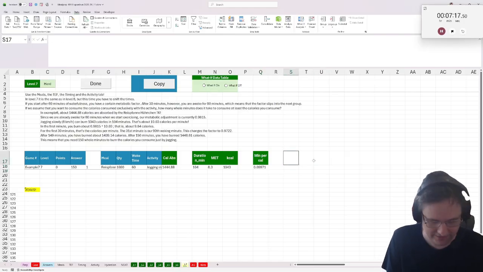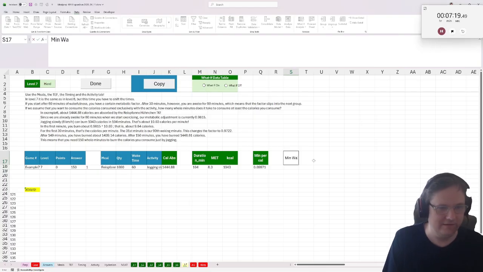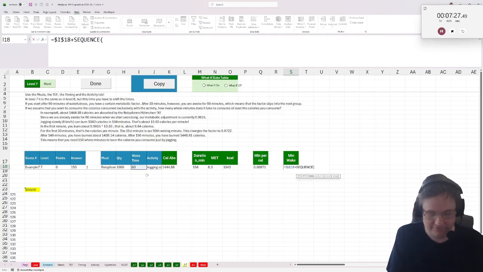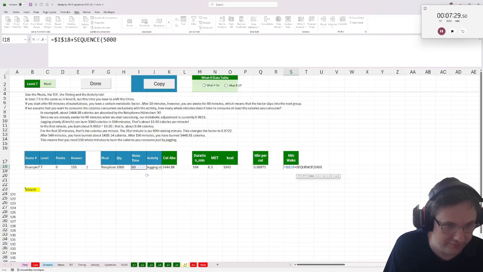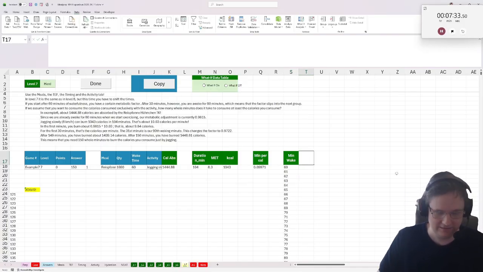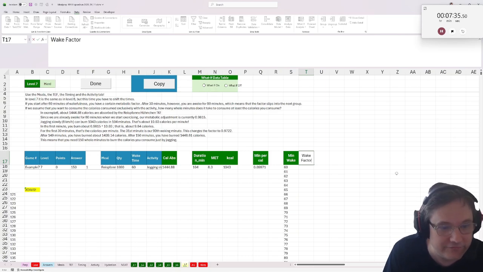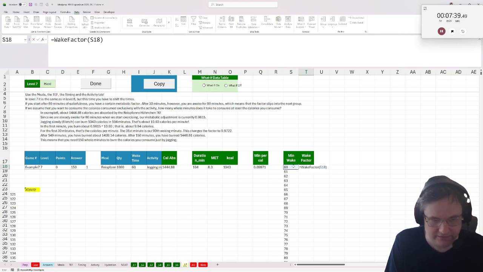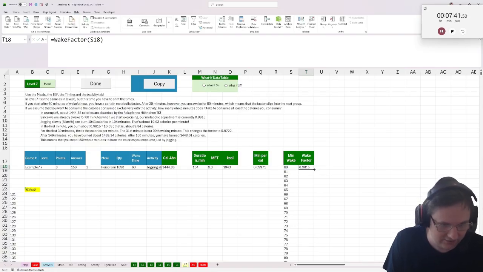And the wake factor is going to change, right? Because how many minutes have I been awake? Well, it changes. So I start with this, so it's 60 locked, plus the sequence of it. It could be a long, long time. So I'm going to do 5,000 starting at 0, so that many minutes awake. Wake factor is using the lambda I just made, so it'll look it up fast and not crash Excel.